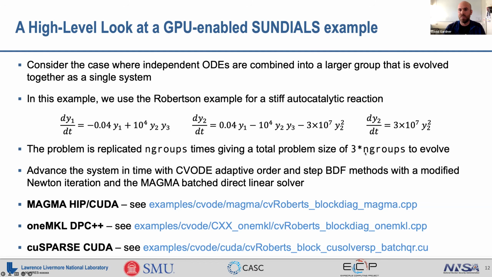When we group them together, we'll have a total of 3 times however many groups, the system size that we're going to evolve forward in time. So we're going to look at solving this with CVODE using a BDF method with the modified Newton iteration and then the MAGMA dense solver. I'll be focusing on MAGMA using HIP, but there's also a CUDA version of this, as well as a DPC++ version and then a CUDA with cuSPARSE version. If you want to see those, they're all very similar, mostly just changes in the names that you call on how to use them.